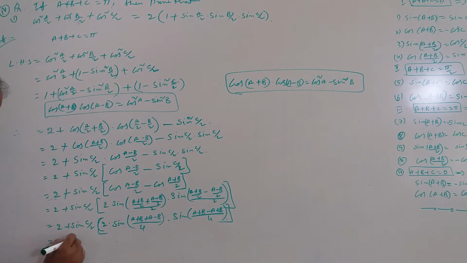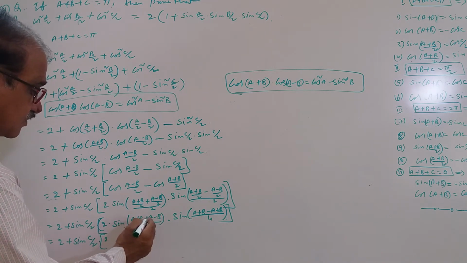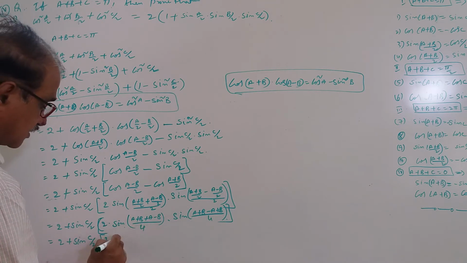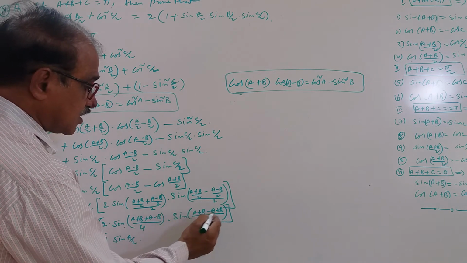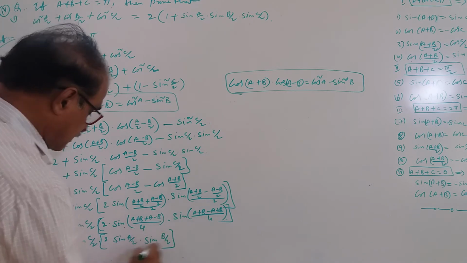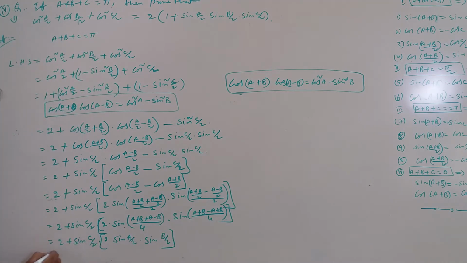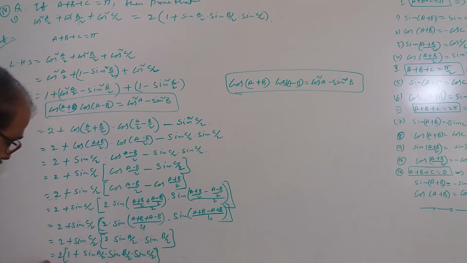That is equal to 2 plus sin C by 2, into here B cancelled, A plus A is 2A by 2, 2A by 4, that means sin A by 2, into here A gets cancelled, B plus B is 2B by 4, means B by 2, sin B by 2. If we bring 2 as common, 1 plus, if we write in order, sin A by 2 into sin B by 2 into sin C by 2. This is RHS.